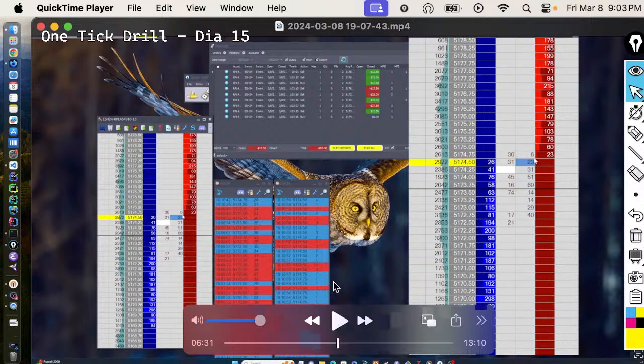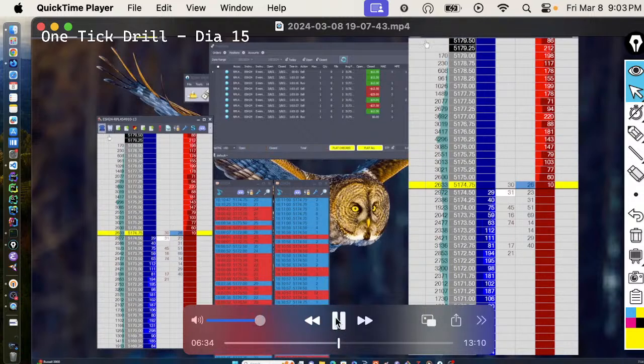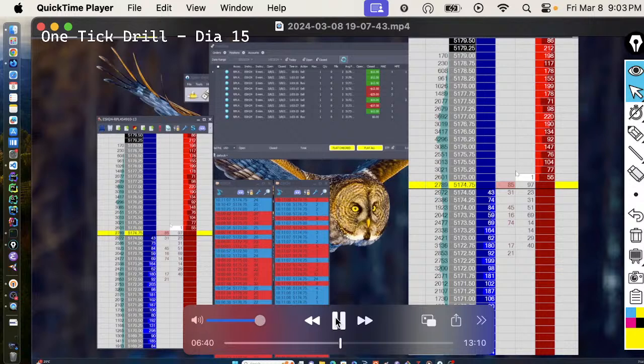Right, so it's not always straightforward, no? I exit at break even, I think. Let's look at the next one.